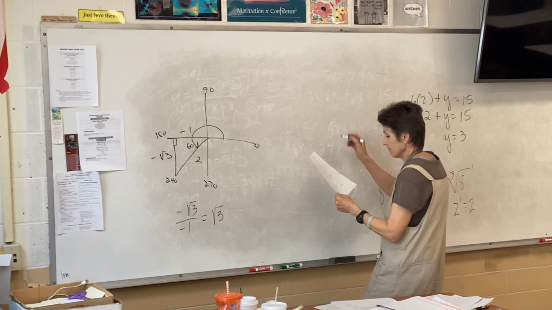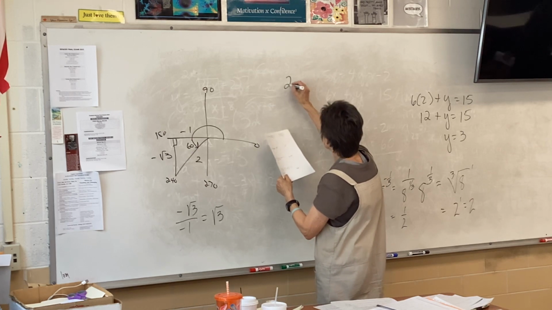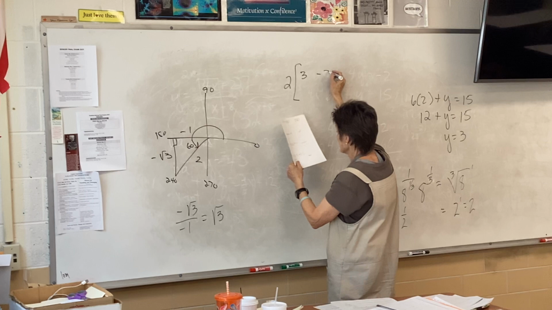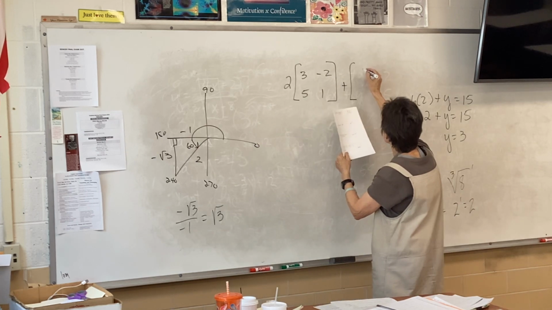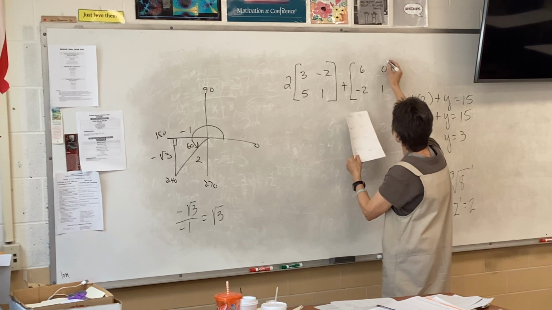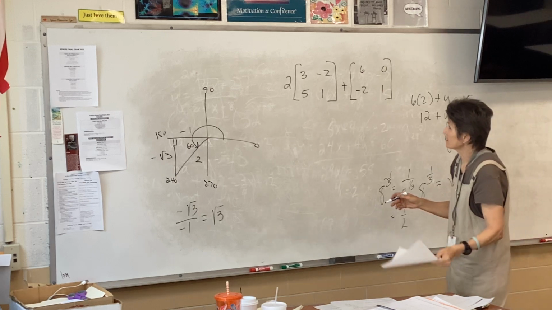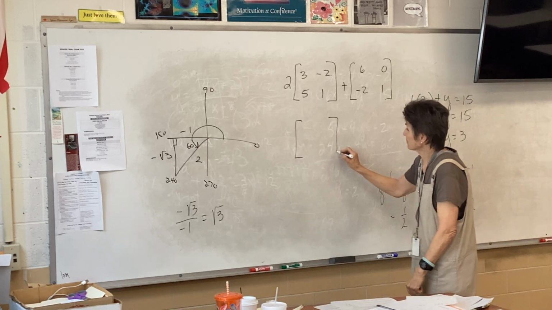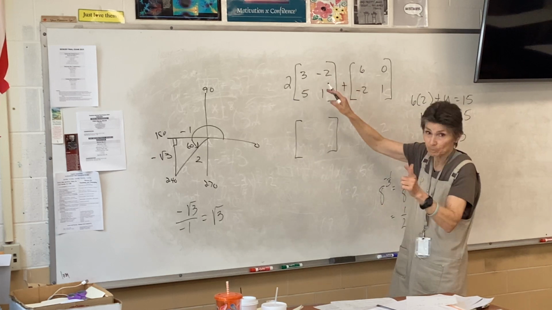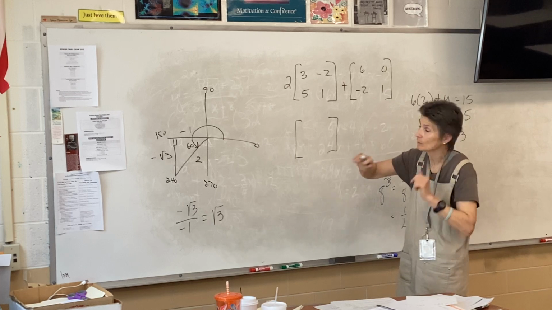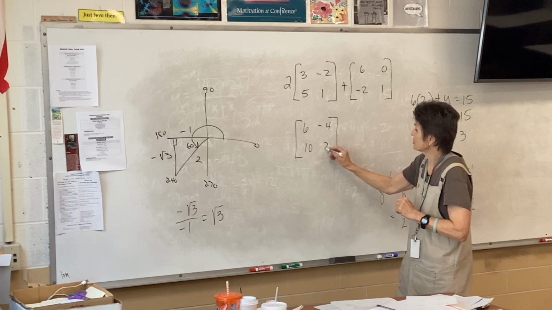And then number 8 says we're going to add 2 A's plus a B. Okay, that's our job. So first thing we do is take our 2 times all those things. It's called scalar multiplication, but we're going to think of it as distributing. We're just going to distribute it. So 6, negative 4, 10, and 2.